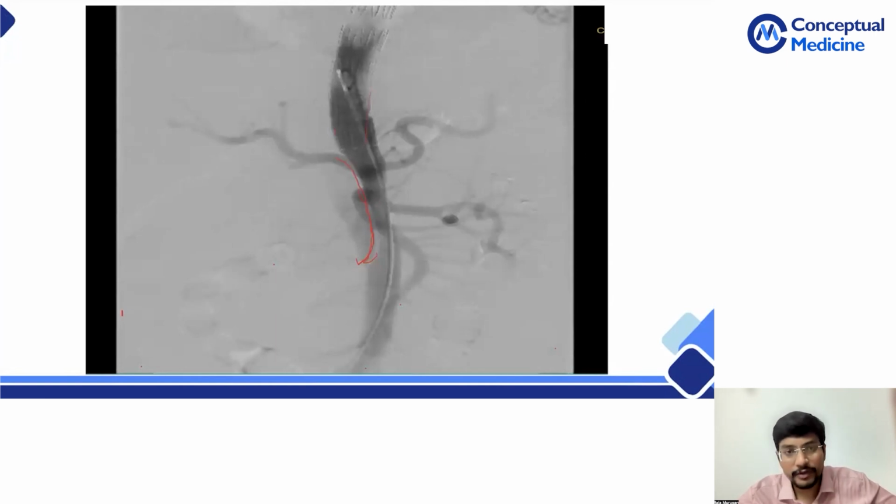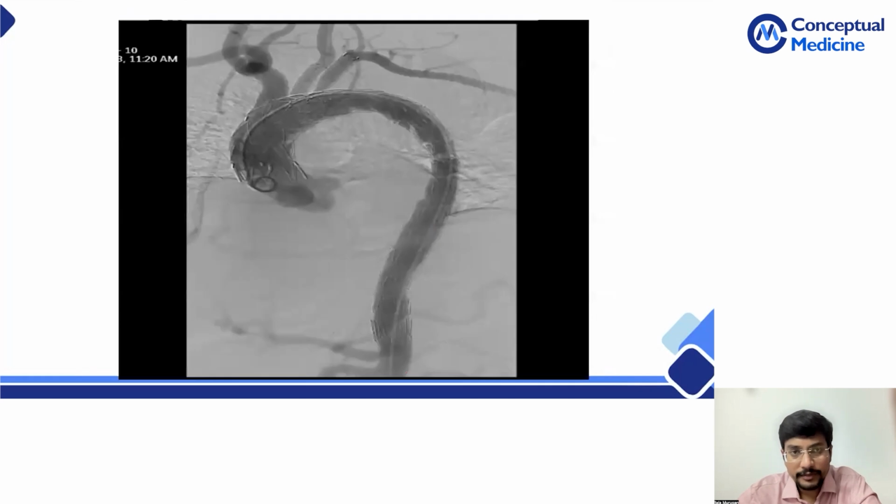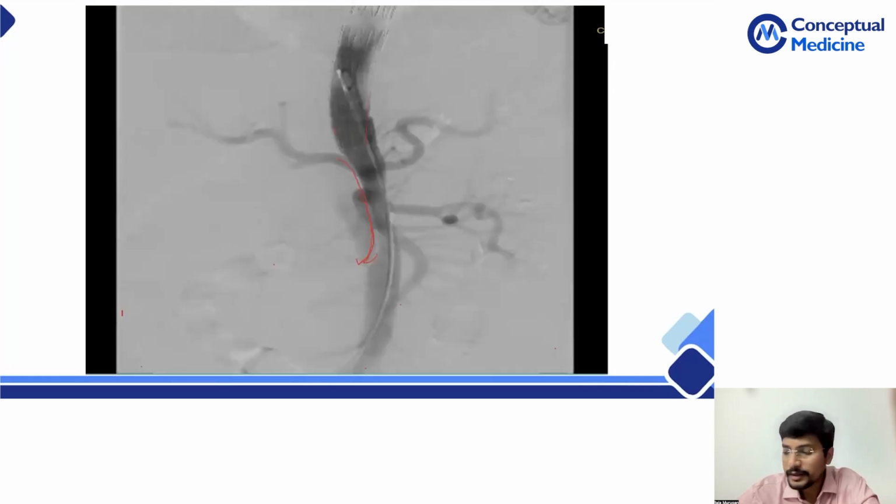Ideally you will have to close this dissection flap, either open surgically, putting a graft inside or an interposition graft, or with a stent graft. The problem here is the IMH in the descending thoracic aorta. If you just put in a graft here, this IMH may progress. It can cause dissection, it can cause rupture. So you'll have to repair even that.